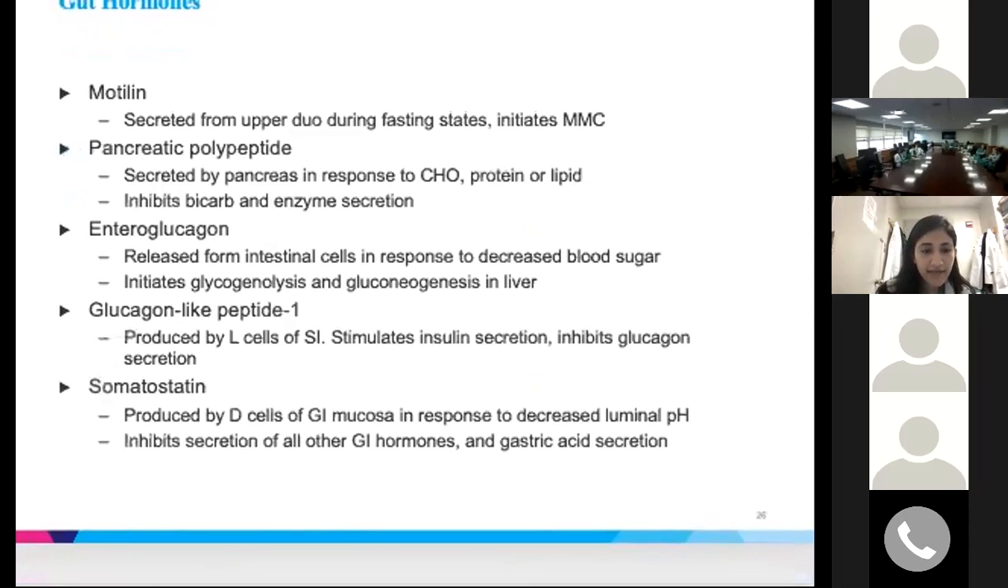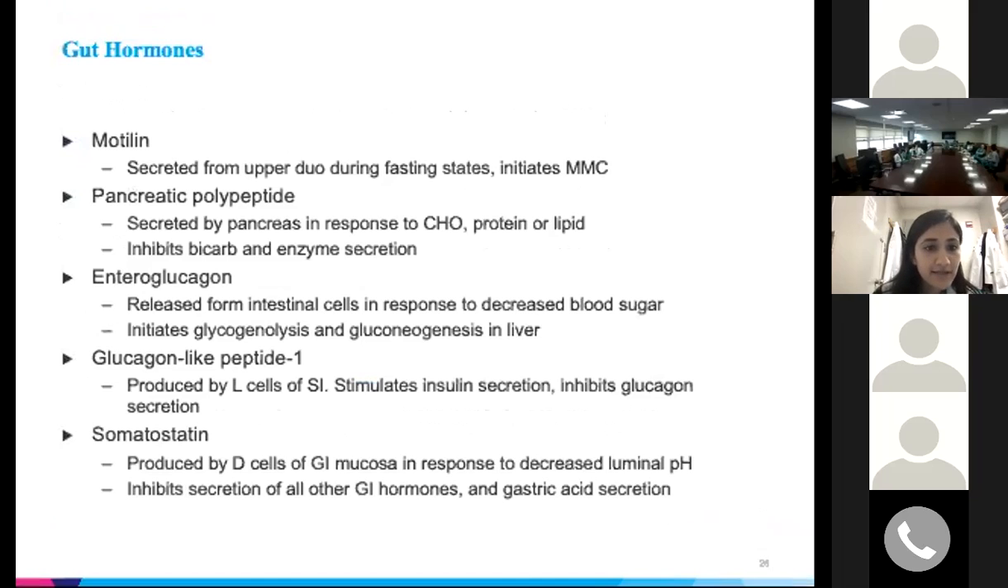Some other high yield gut hormones. Motilin is secreted by the M cells in the upper duo during fasting states, and it initiates the migratory motor complex. The pancreatic polypeptide is released from PP cells, and it's an antagonist to CCK. Enteroglucagon is released from intestinal cells in response to decreased blood sugar, and it initiates glycogenolysis and gluconeogenesis in the liver.